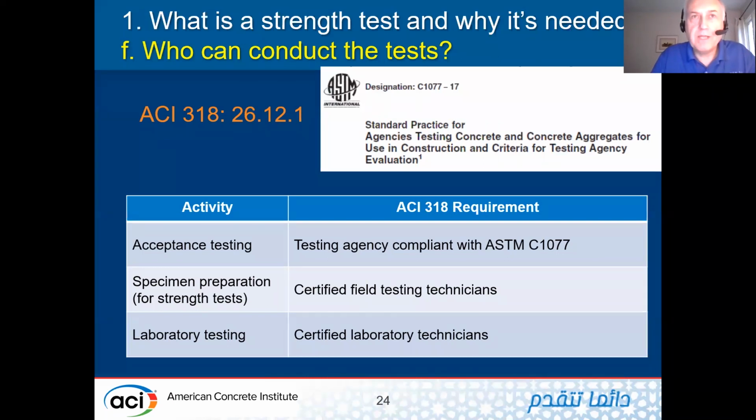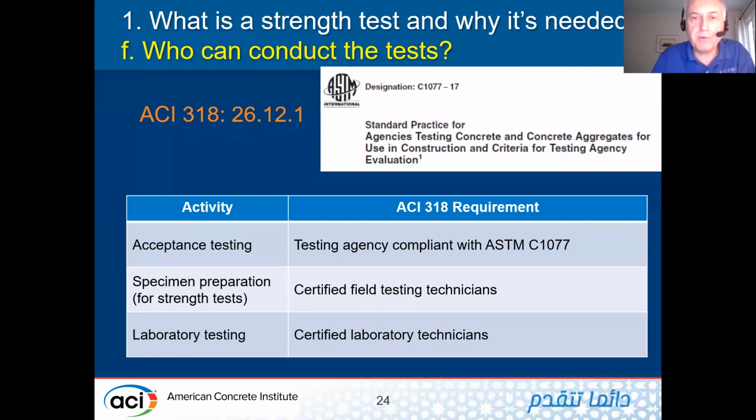So the question now is, okay, we know about what the strength test is. We know how to make the specimens, how to cure them. Who can conduct the test? The first thing is that the acceptance testing can be done by a testing agency that is compliant with ASTM C1077. Go to that standard, see what it is about. But this is the requirement that is within ACI 318.